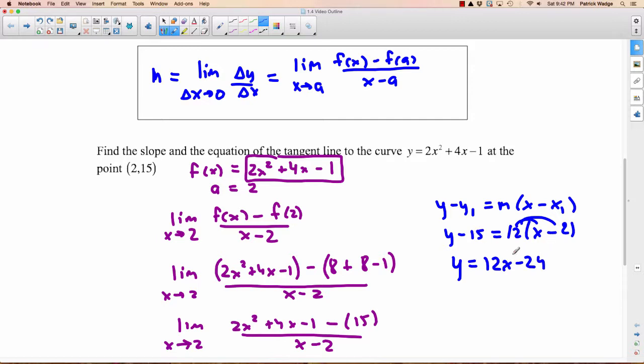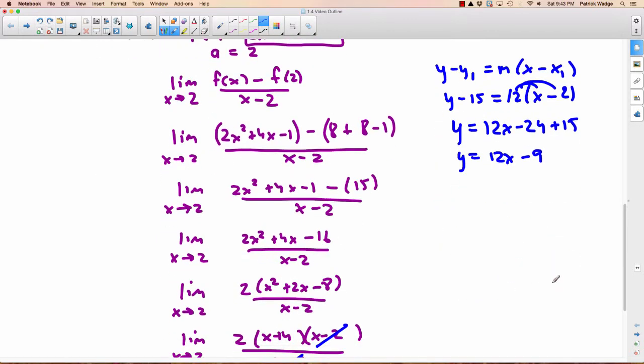I'm also going to move the negative 15 over, so it becomes plus 15. So I get y equals 12x minus 9. And because we like to put it in general form in this textbook we're using, I'm going to move the y over to this side, so I get 12x minus y minus 9 equals 0, and we've got our answer.